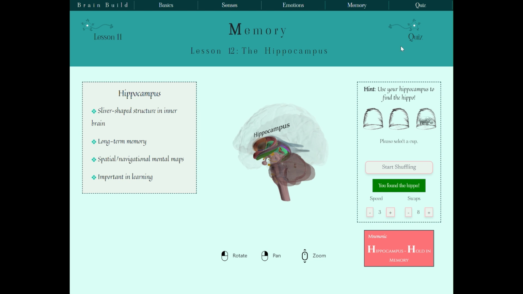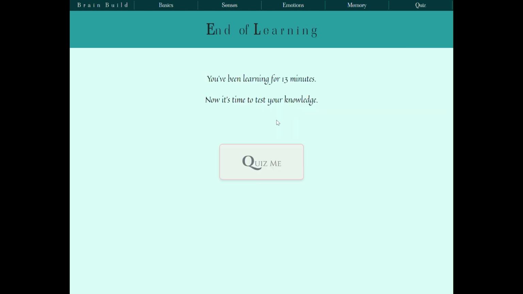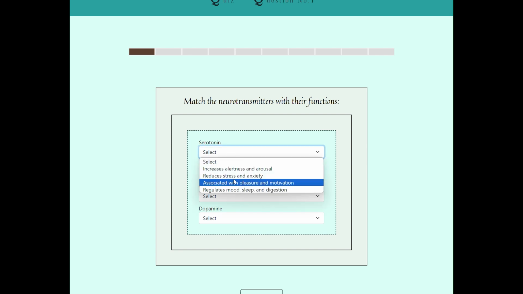Great job. Okay, quiz. You've been learning for 13 minutes. Now it's time for your test your knowledge. Okay, quiz me. Match the neurotransmitters with their functions. Serotonin, that's related with mood.